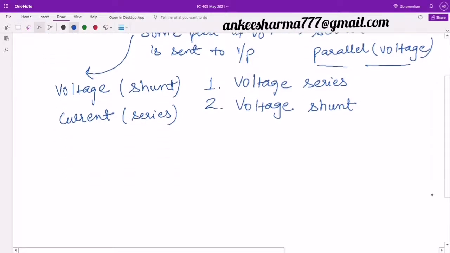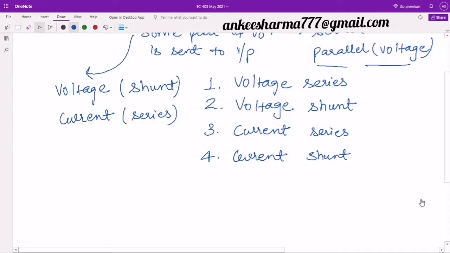Third could be that I have the output, and I will not say voltage here, because now I'm using series. In series we have the current form, so this output current will be sent back to my input either in series or in parallel. So I will use one configuration as current series, and the fourth one is current shunt. Out of these four configurations, the most important are the voltage series and the voltage shunt. So today I want to discuss these two, voltage series and voltage shunt configurations, in detail with you.